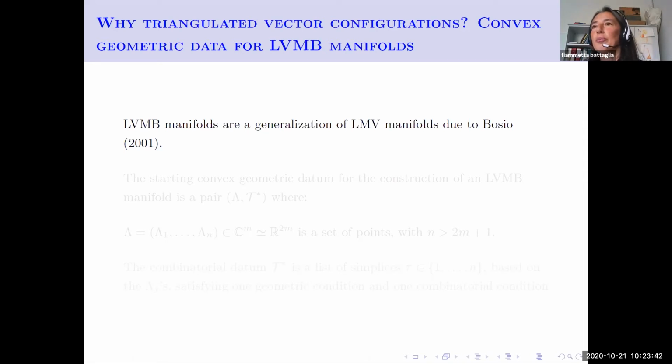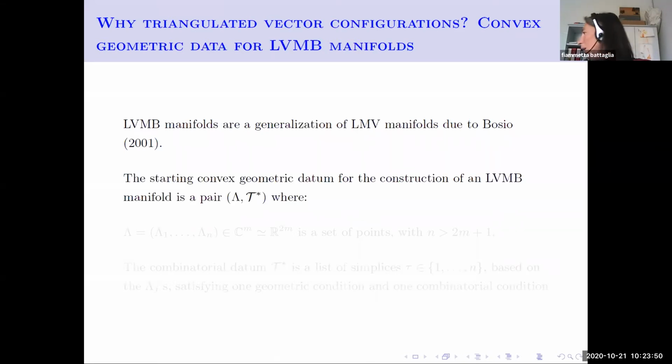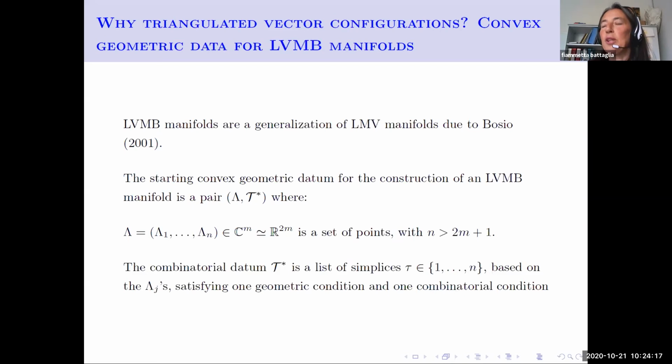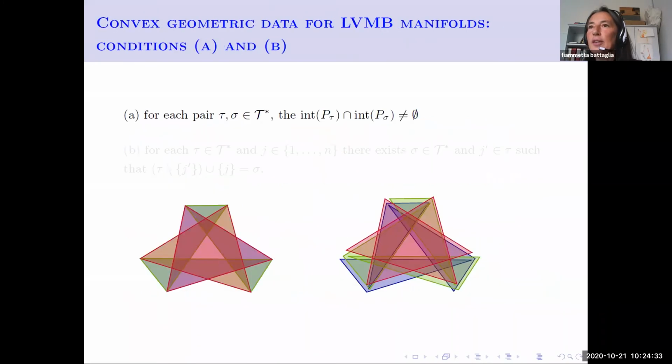So we use a generalization of LVM manifolds that is due to Frédéric Bosio. In his construction, the starting convex geometric datum is a pair (Λ, T*), where Λ is a set of points in C^m, and we also have a combinatorial datum T* that is based on this list of points, and that satisfies one geometric condition and one combinatorial condition that are detailed in this slide, but I don't want to go into these details. They satisfy two conditions.